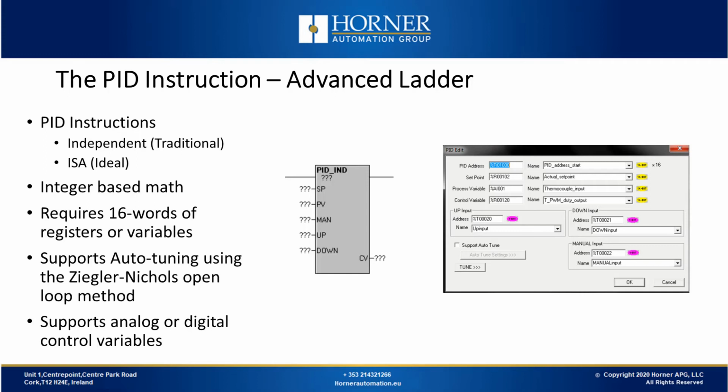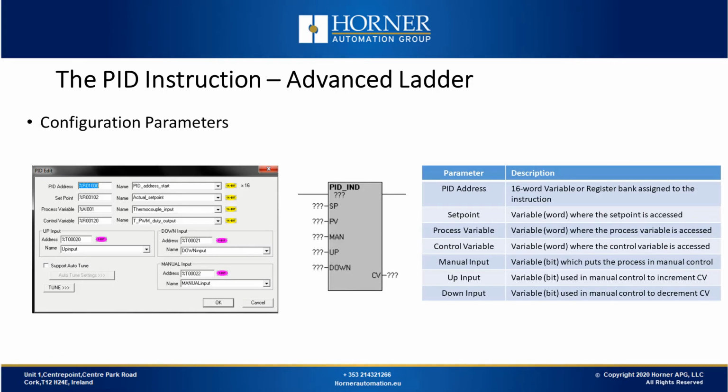Our PID instruction can perform auto-tuning using the Ziegler-Nichols open loop method. The control variable could be an analog point or a digital point. Okay, so that was the PID instruction. There's a variety of things to configure. We need to assign variables for the variable that handles the 16 words of configuration, or the bank of 16 registers for a traditional register-based approach. We need to assign a variable for setpoint, process variable, and control variable.